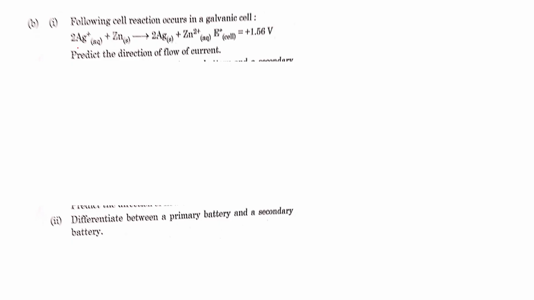Okay, next, 32 part V. Again we have silver and zinc. E naught cell is given as 1.56. Predict the direction of the flow of current in a galvanic cell reaction. This question is very simple. Since E naught of the cell is positive, which is 1.56, the EMF is positive, that means the cell is working and the reaction is spontaneous.